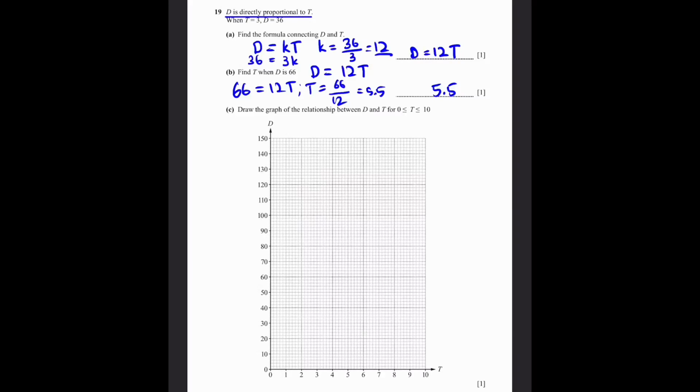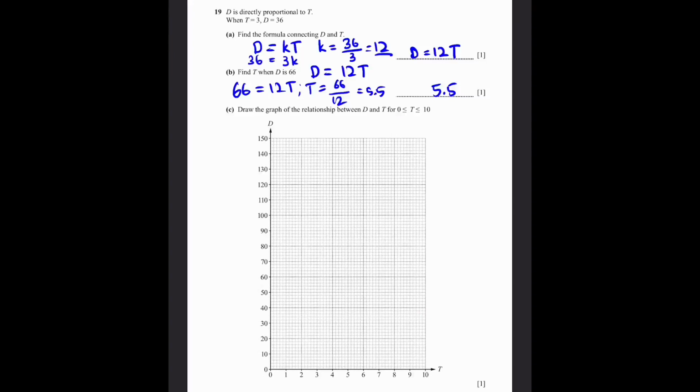Look back at this line. Look at this line as well. The graph of relationship between D and T. D and T have a relationship of direct proportion, so that is only a straight line. There is never any curve in a direct proportion graph. So let's find the value for any two of them.